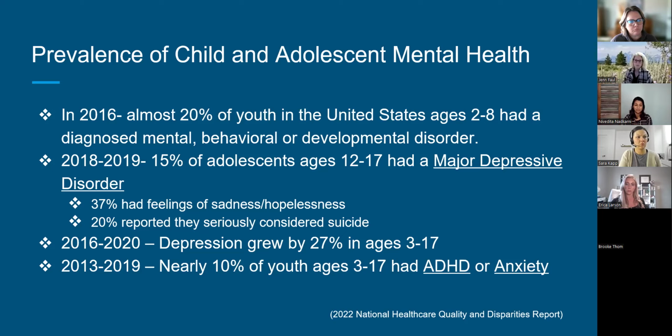so that these patients get the right treatment. Again, 2018 to 2019, there were 15% of adolescents who were diagnosed with major depressive disorder in the age group of 12 to 17. Again, a pretty high number. And 37% of these kids had feelings of sadness, hopelessness. 20% had seriously considered suicide. And again, given the high rate of suicide currently in the community, I feel like this is a striking number that everybody.